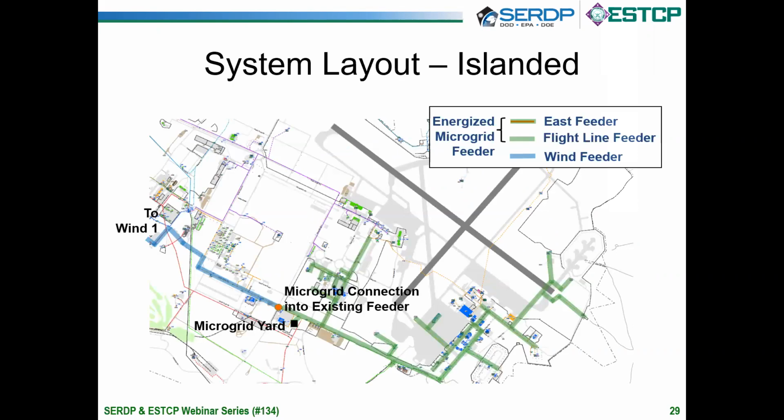So when the system is islanded, you can see we are no longer connected to the substation, but still connected to the wind turbine, still connected to the microgrid yard, and the east feeder, the microgrid feeder. Ultimately, the only connection that goes away is the one to the substation where the bulk grid is. Next slide.